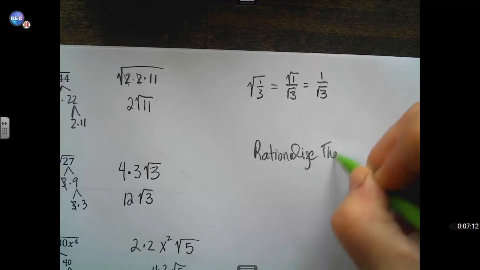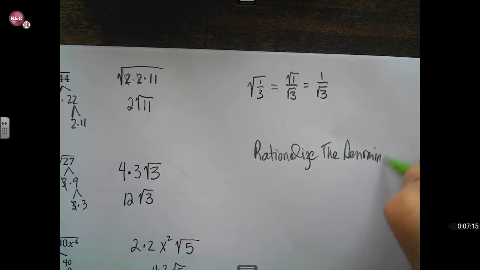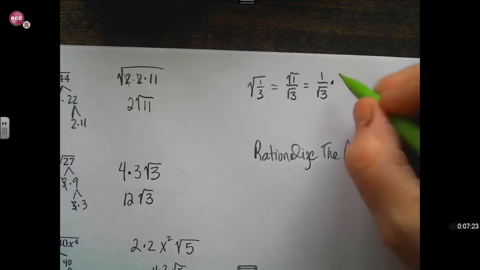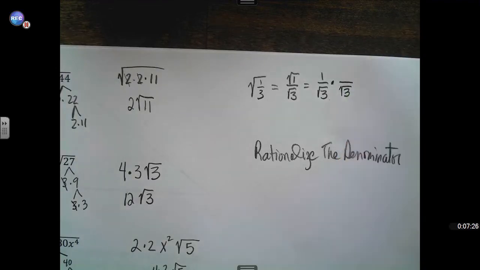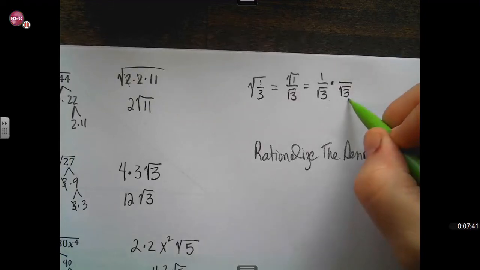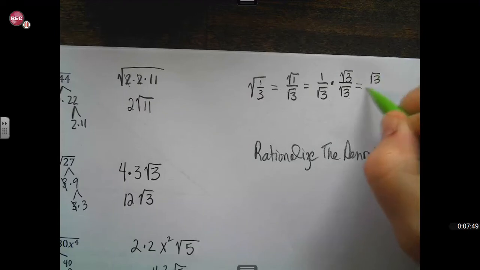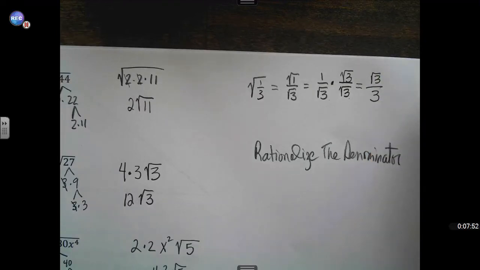rationalize the denominator. And what that means is I multiply that denominator by whatever it is, it's going to make it go away. And what's going to make it go away is if I multiply it by the square root of 3. The square root of 3 times the square root of 3 is 3. The square root of 2 times the square root of 2 is 2. The square root of 5,000 times the square root of 5,000 is 5,000. But if I multiply the bottom by the square root of 3, I have to multiply the top by the square root of 3. Otherwise, I've changed the fraction. So I get the square root of 3 over 3. And that's the answer in simple radical form.